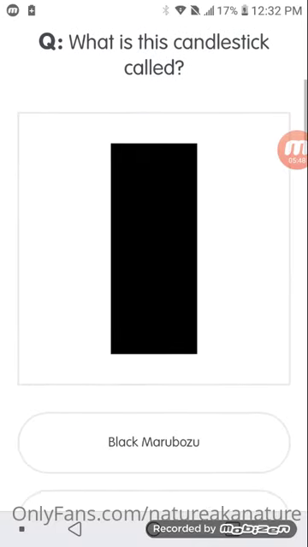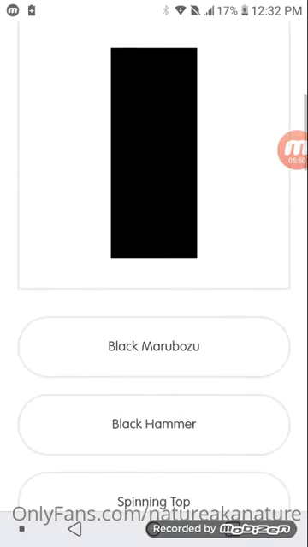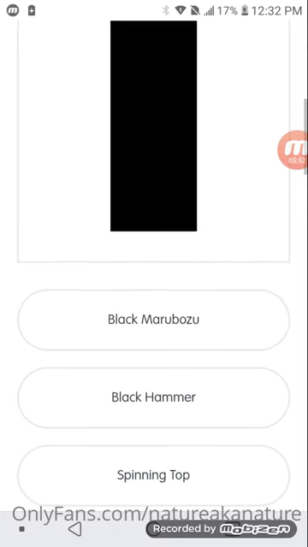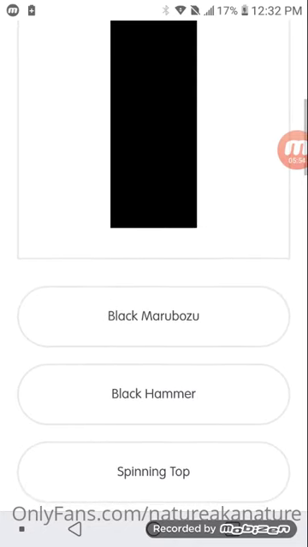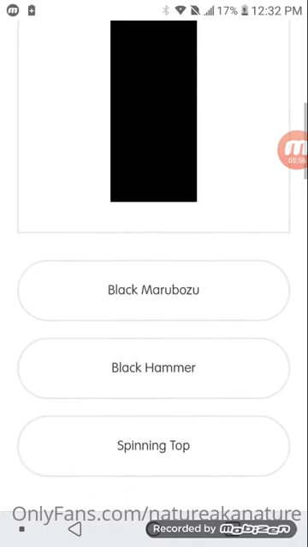What is this candlestick called? It's called a black marubozu candlestick. It's the opposite of the white marubozu candlestick. Black marubozu candlestick, black means going down.